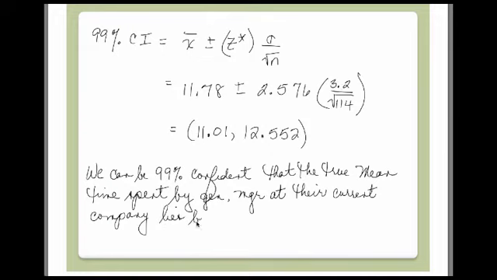Lies between, and this is where you fill in the blanks. So this should be years. So it's like 11.01 years to 12.552 years.